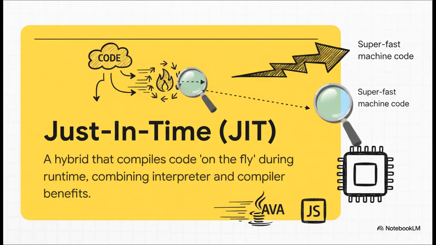Just-in-time, or JIT, compilation is a total game changer. It starts off acting like an interpreter, so your program boots up quickly. But here's the clever part. It watches your code as it runs. It identifies the parts that are being used over and over again, the hotspots, and it compiles just those sections into super fast machine code right there on the fly. So the more you use the program, the faster it gets. This is the magic that makes things like Java and modern JavaScript so fast and responsive.